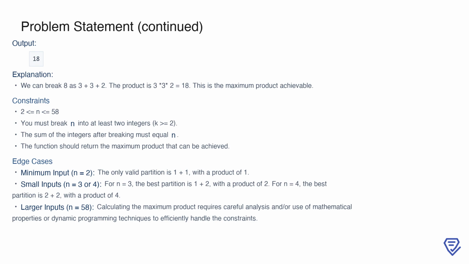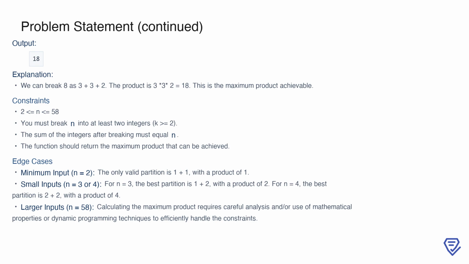When solving this problem, it's important to also consider the constraints. The value of n ranges from 2 to 58, and you must split n into at least two positive integers. Additionally, the sum of the integers in your partition must equal n. Edge cases include the smallest possible n, such as 2, where the only valid partition is 1 plus 1, and larger inputs like 58, where maximizing the product may require applying mathematical insights or efficient algorithms like dynamic programming to handle the calculations effectively.